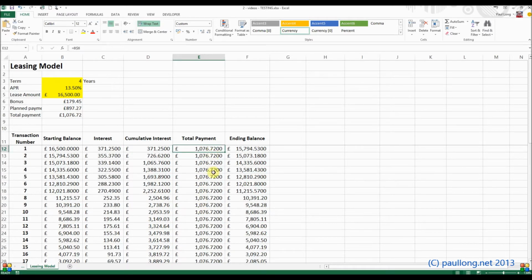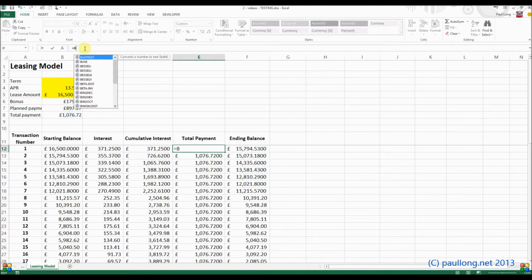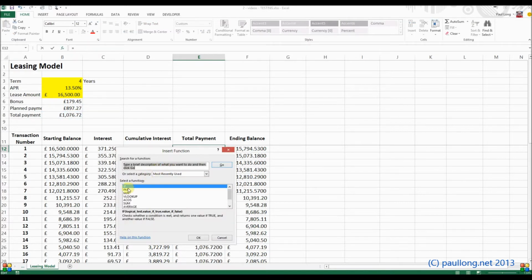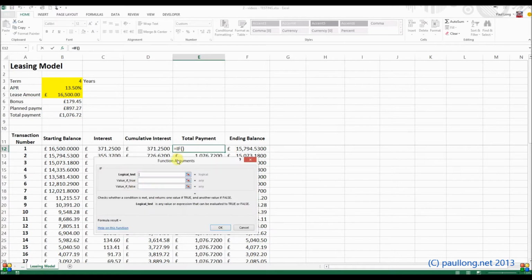So let's start again. And this time we're going to use an IF function because we're going to ask the question if. You know, it's in my recently used items, because we've used it recently, IF. So we're going to ask if the starting balance plus the interest is less than the total payment. So if what we've got to pay is less than what we're due to pay, then we only need to pay what we've got to pay, which is the starting balance plus the interest. But if it's not less, then it means that we need to still pay the total payment, which will be B8.